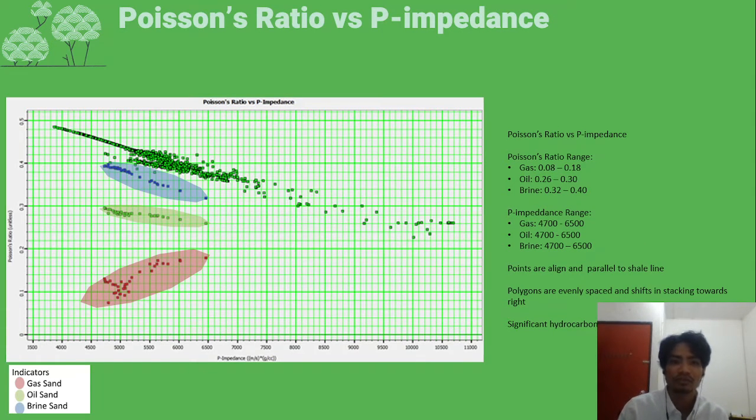Next, the graph shows Poisson ratio with P impedance. The Poisson ratio range for gas is 0.08 to 0.18, while for oil it is 0.26 to 0.30 and brine 0.32 to 0.40. The impedance range for gas, oil, and brine is the same, within 4,700 to 6,500. Points are aligned and parallel to shear lines. Polygons are evenly spaced and shift in the stackings toward the right. This shows a significant hydrocarbon delineation.